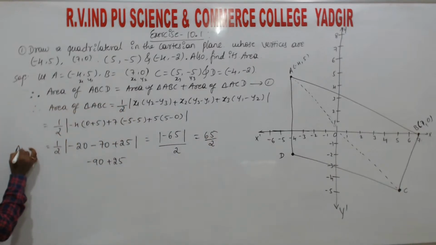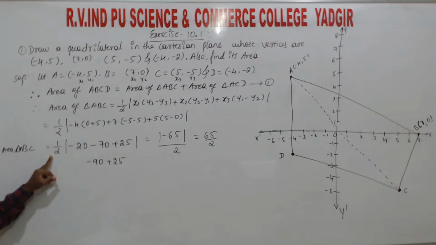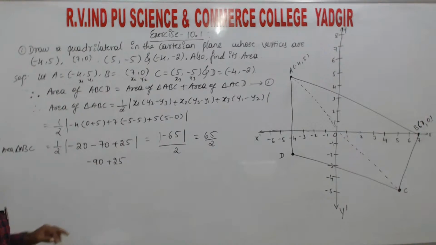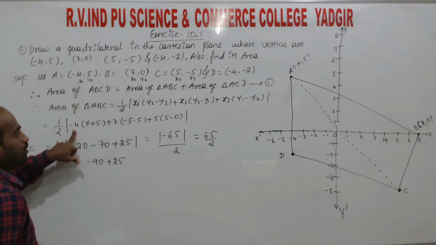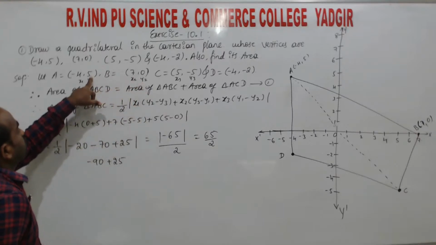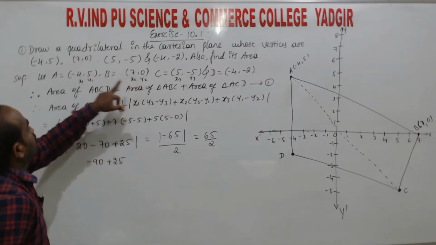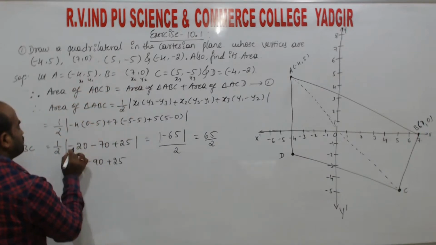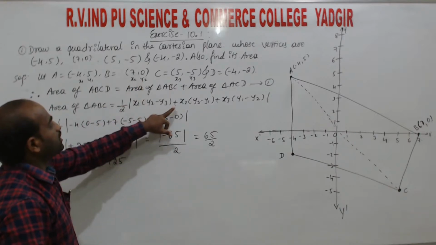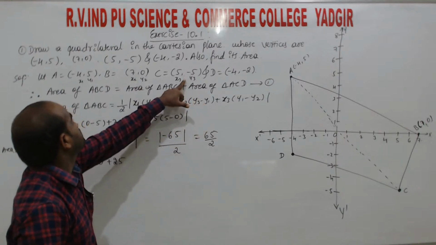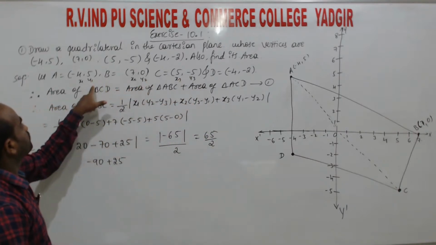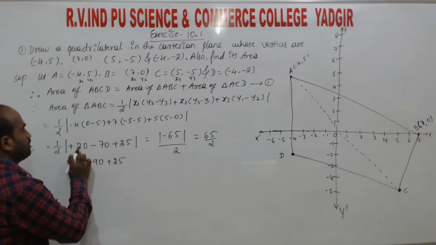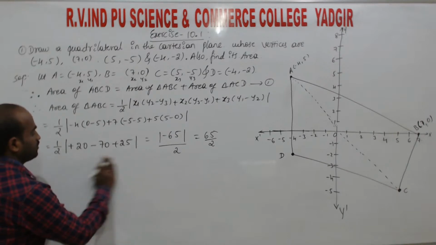This is the area of triangle ABC. Area ABC is equal to what? 1 by 2 into this one, 65 divided by 2. Okay. Now 1 by 2, x1 is what? Minus 4. Next y2 minus y3: y2 is 0 minus 5, plus 20. Next x2 is 7, y3 minus y1, minus 5 minus 5. Yes, x3 is 5, y1 minus y2, 5 minus 0. Yes, plus 20 is 20 plus 70.